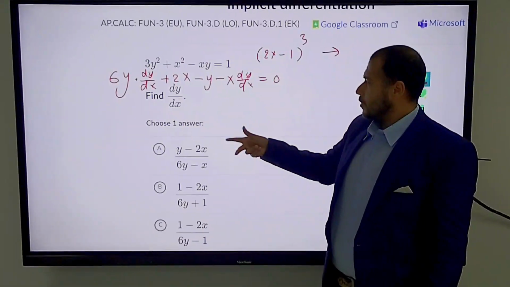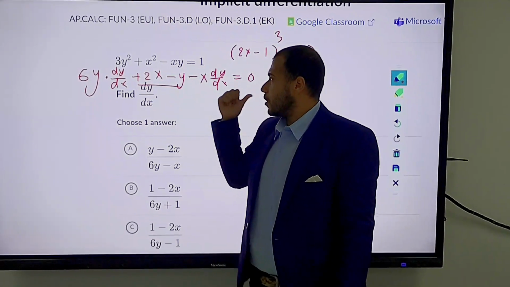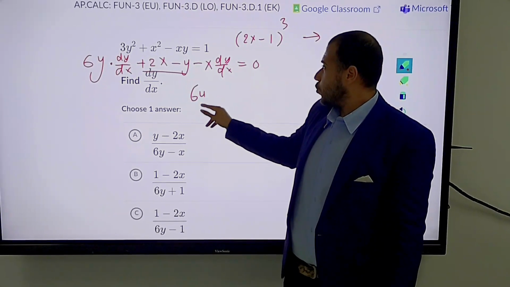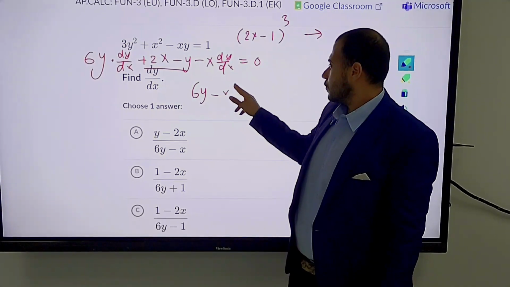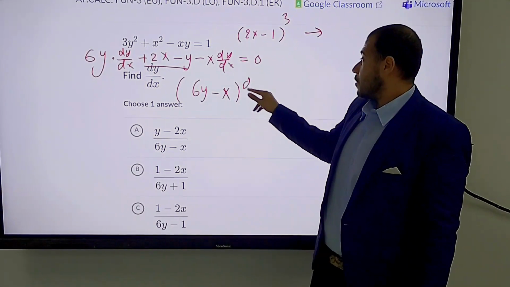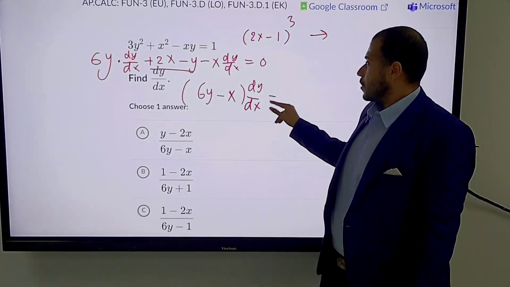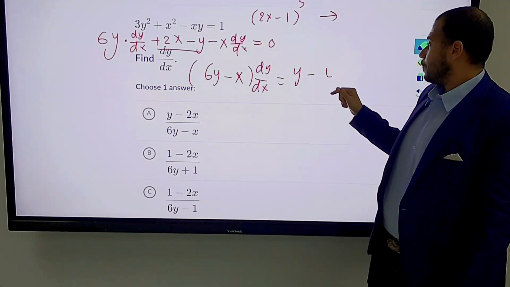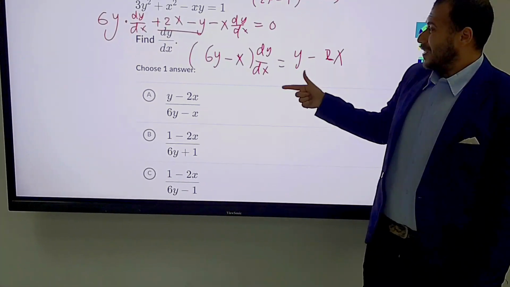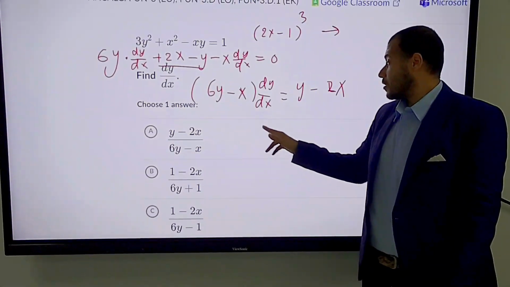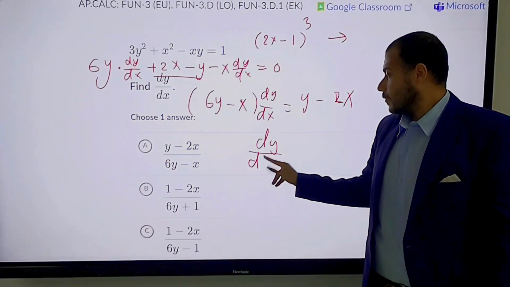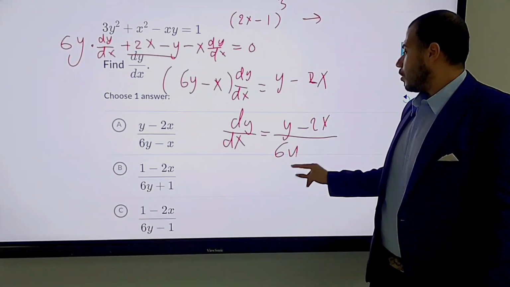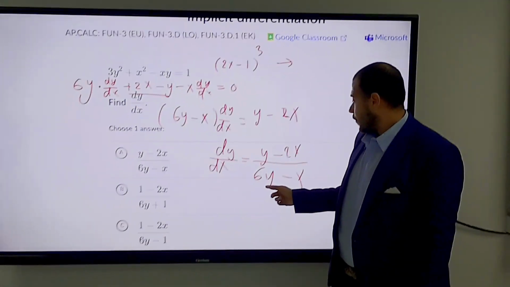The last step. At first you will move this one to the other side with a negative sign and collect the terms that have dy/dx. So we have (6y minus x) dy/dx is equal to negative 2x plus y, so I'll write it as y minus 2x. Okay, y minus 2x. And then we will divide both sides by 6y minus x. dy/dx is equal to (y minus 2x) over (6y minus x). Okay, it will be letter A.